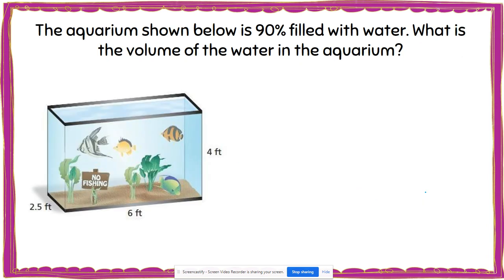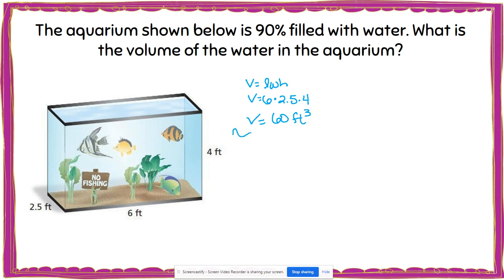Next, I see that I have an aquarium, and I know that the aquarium is 90% filled with water. So if I need to know the volume of the water in the aquarium, the first thing I need to know is the volume of the entire aquarium. So I'm going to use my formula, length times width times height. So the length here is going to be 6, the width is 2.5, and the height is 4. So I'll multiply 6 times 2.5 times 4, and that gives me a volume of 60 feet cubed.